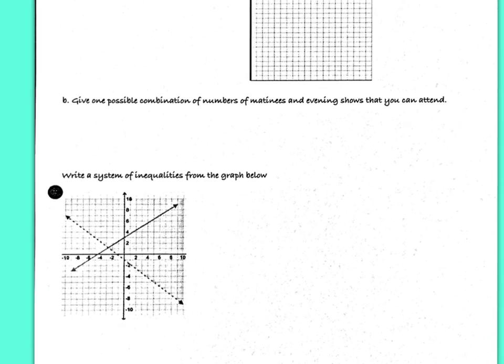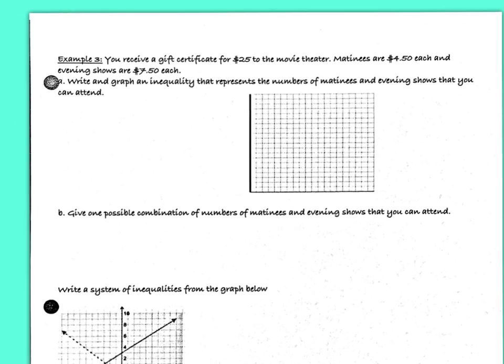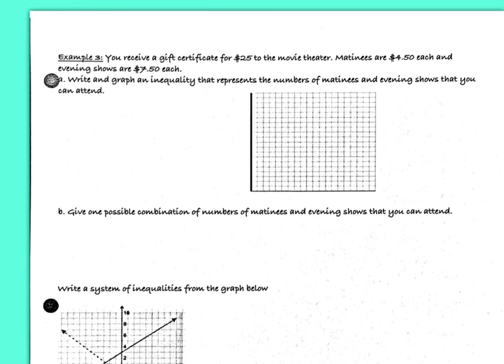Ever popular story problems. So the story problems aren't going to be any different than they were before yesterday. So same idea. They don't get harder. That's it. So we have a gift certificate for $25 to a movie theater. Matinees are $4.50 and evening shows are $7.50. Write and graph an inequality that represents the number of matinees and evening shows that you can attend.